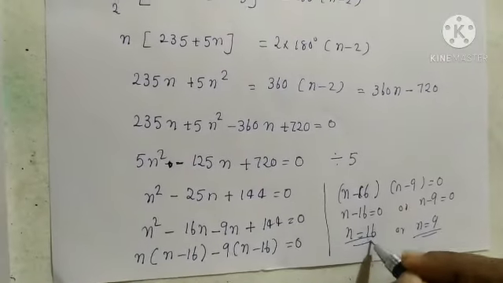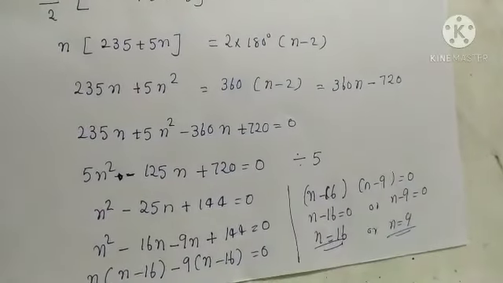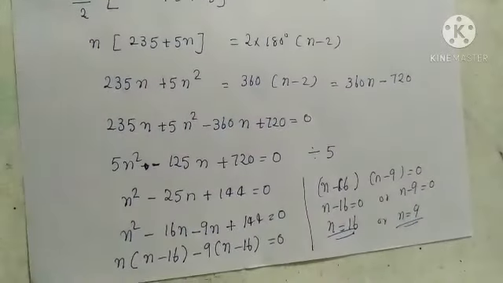So this is our required answer. The number of sides of the polygon is either 16 or 9. Okay, I hope you understood this question.